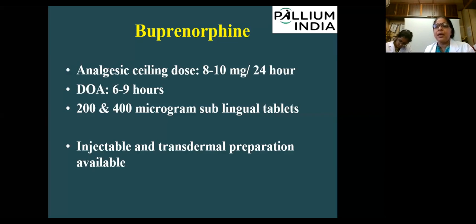We hardly ever use it. But yes, I do see a lot of them with post-surgical pain taking buprenorphine. Maybe it's really helpful for them.